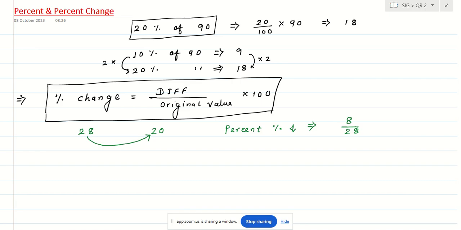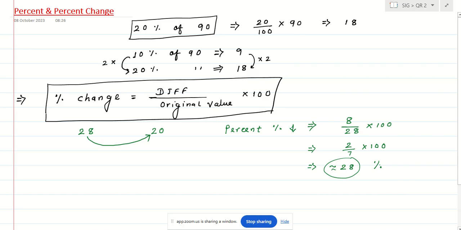Make sense what I'm talking about? So what is the original value here? 28, into 100. I'll get the percentage change. How much do we get here? 8 by 28, 4 twos are 8, so 2 by 7. So 1 by 7, I know the percentage value. If you find it out, you will get 28 point something. Approximately you'll get 28%.